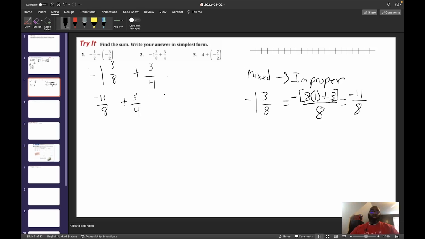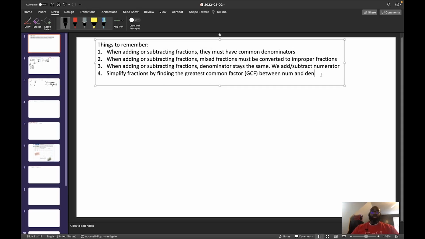Now the next thing to notice here is that the denominators are not the same. How do we find common denominators of fractions? We do that by finding the least common multiple, right? And then once we find that least common multiple, we set the new denominators equal to that least common multiple. So let's write that here.